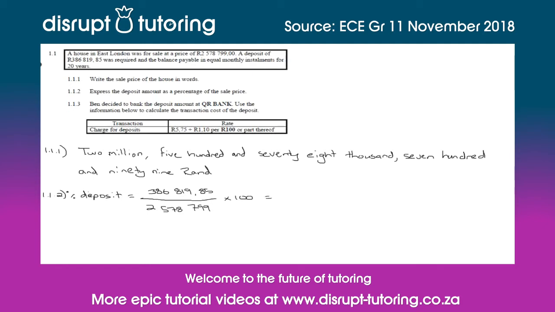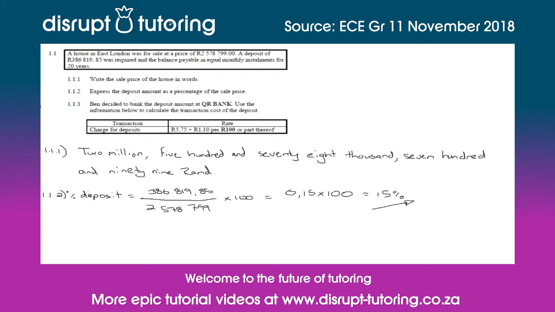So we put this straight into our calculator. We take this amount, we put that in, we divide it by this amount, and then we multiply by 100, and it comes out to be exactly 0.15 and then multiplied by 100. So this part here gets reduced down to 0.15 and then multiplied by 100 equals 15%. So a 15% deposit was paid.